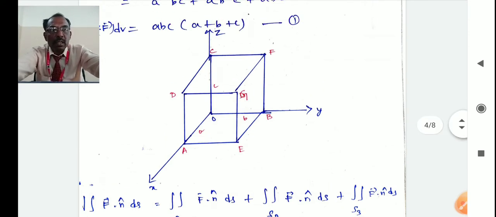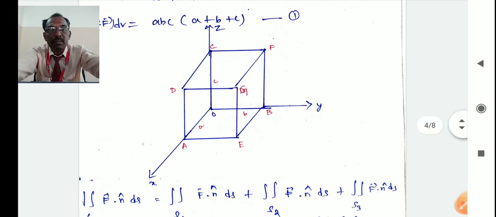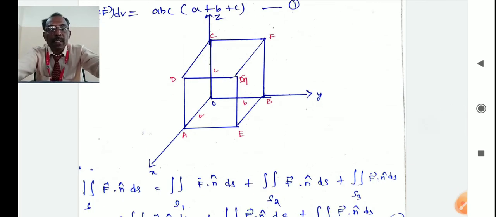S5 means the top, CDGF. It lies on the z axis. This is the S5 surface. Here n cap is very clear. Z axis means K vector. N cap is K vector. Then OAEB is the opposite side of the top, the bottom. That is the top one, this is the lower, the bottom. Here S6 surface. Here n cap is equal to minus K vector.